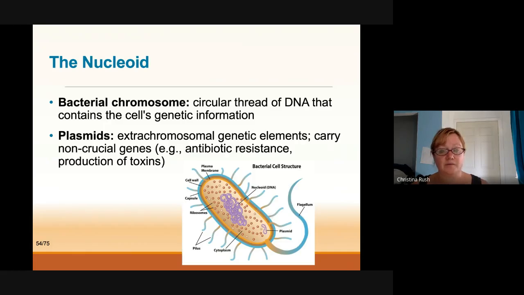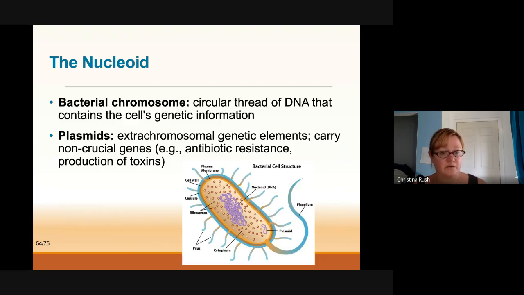Again, we are on prokaryotic cells, so we're going to talk about the nucleoid. Bacteria cells do not have a nucleus. They do not have a membrane-bound genome. So what we call the bacterial genome, it's not bound. It is free-floating in the cytoplasm, but we do call it the nucleoid. A bacterial chromosome is a circular thread of DNA that contains the cell's genetic information.